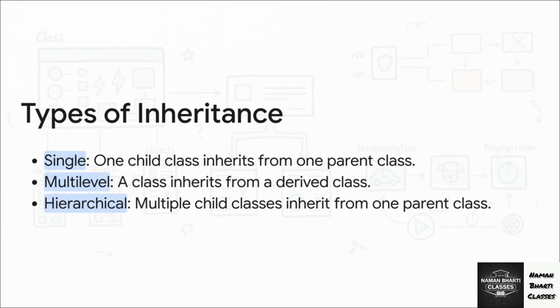You've got single inheritance, which is a straightforward parent-to-child relationship. Then there's multi-level, which is like a chain reaction where a new blueprint is based on another blueprint that was already modified. And finally, hierarchical, where you have one main blueprint that's used as a starting point for a whole bunch of different specialized children.